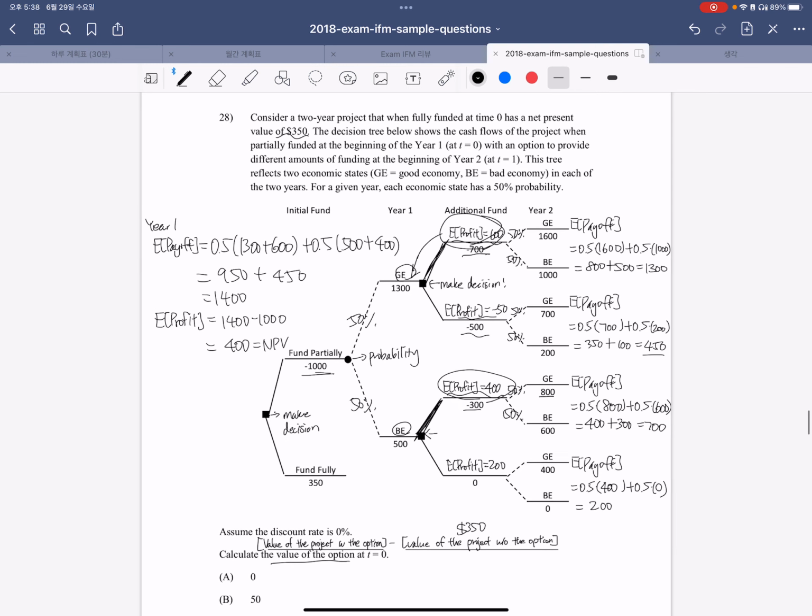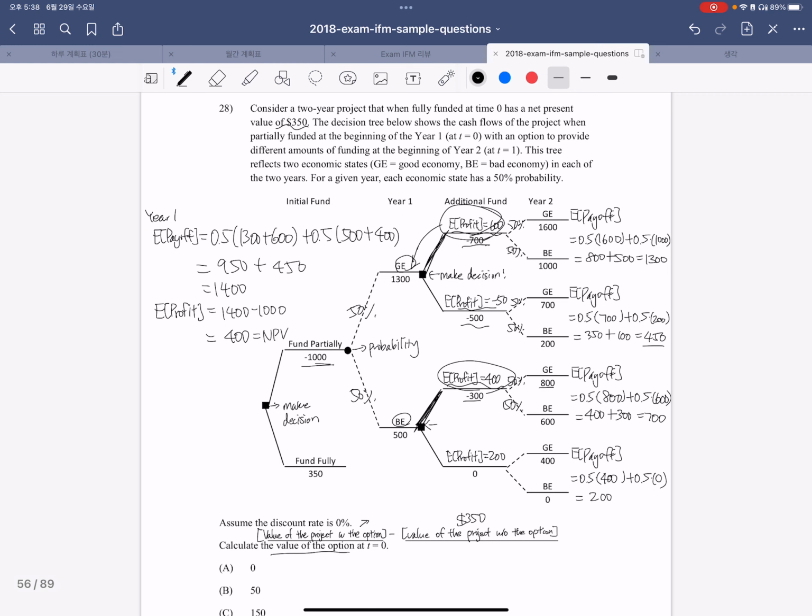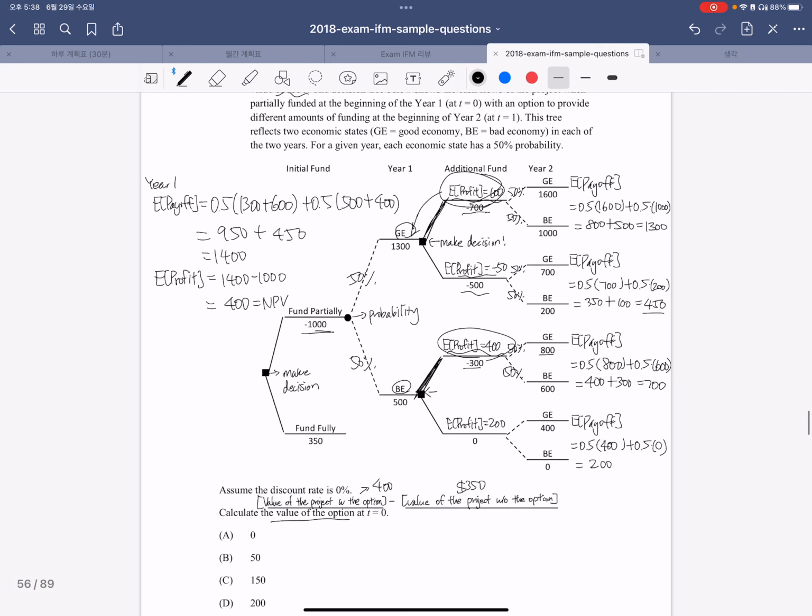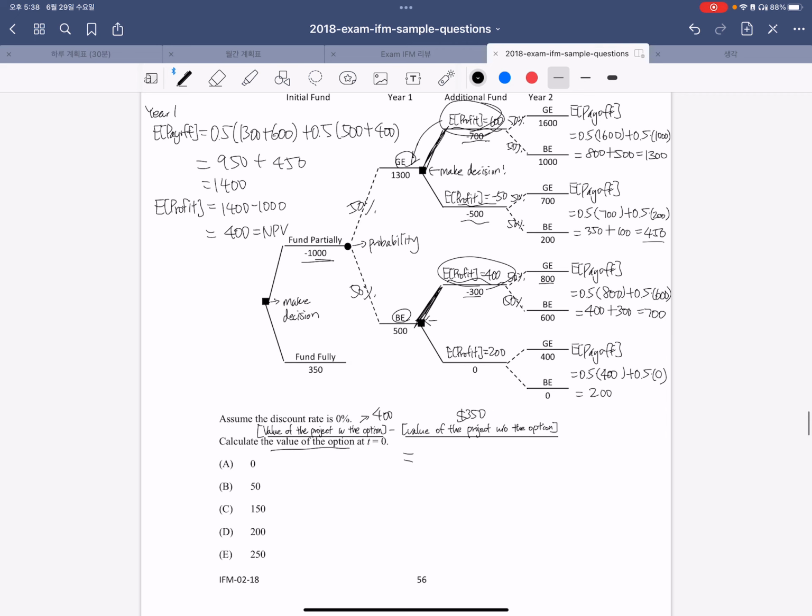So we have come up with the value of the project with the option, which was 400. Calculating this, 400 minus 350 equals 50. So the value of the option is $50. So the answer is B.